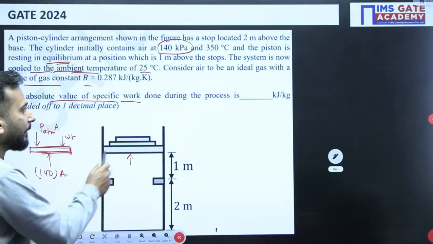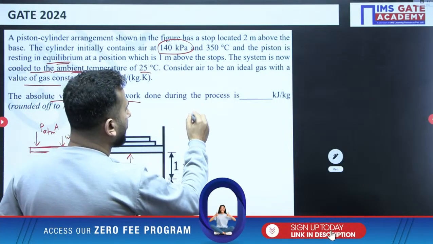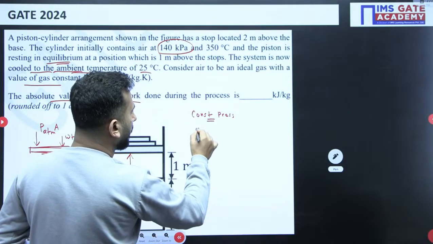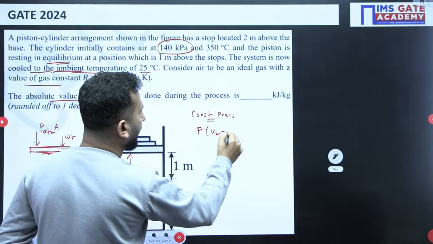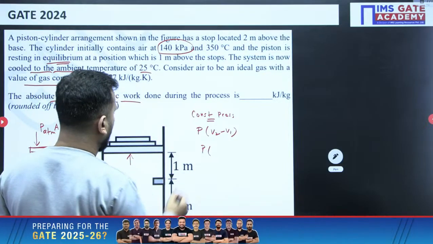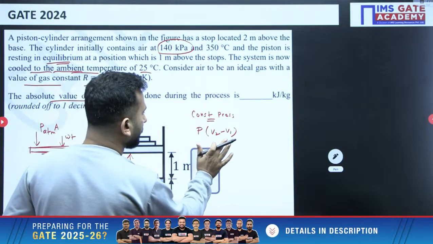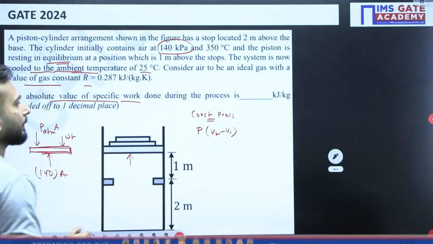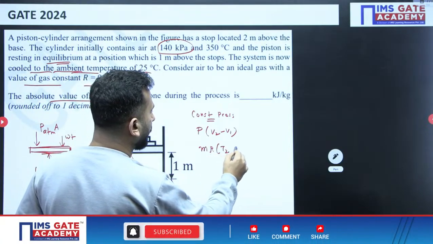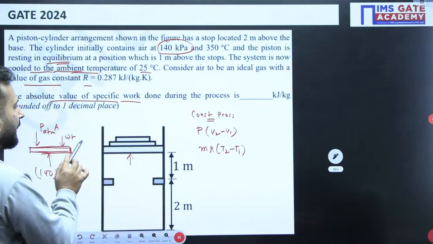So till the time it comes over here, you can find the constant pressure work done. Constant pressure work done is what? P into V2 minus V1. Distance is given, okay, but area he has not given. So I can apply mR T2 minus T1, but temperature I need to know, okay.